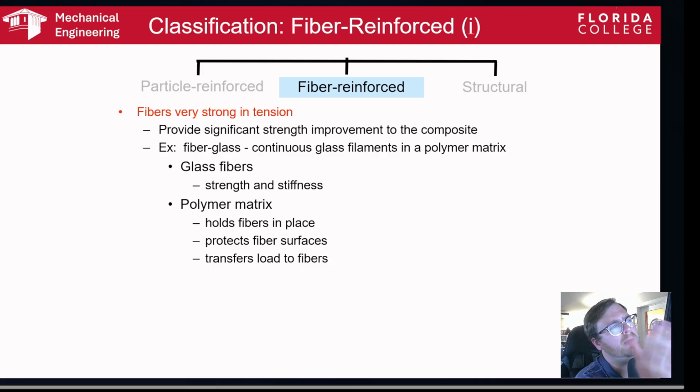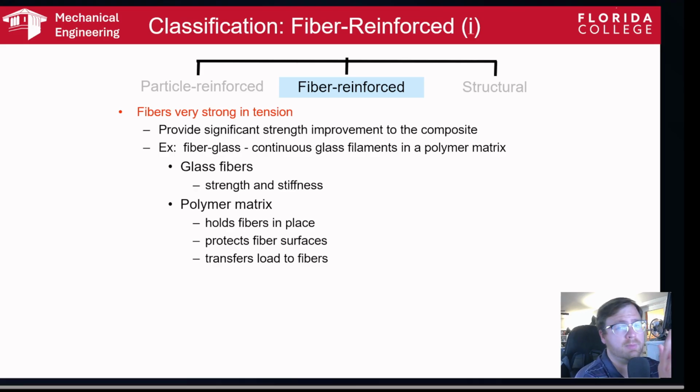Well, in matrix materials, you're actually holding the fibers on every single side. So your fibers become columns, essentially. When you push on them, they're going to be stronger than if it was just the matrix material alone. So just because they're fibers doesn't mean they're going to be all noodly when you push on them. These provide significant strength improvement to the composite.